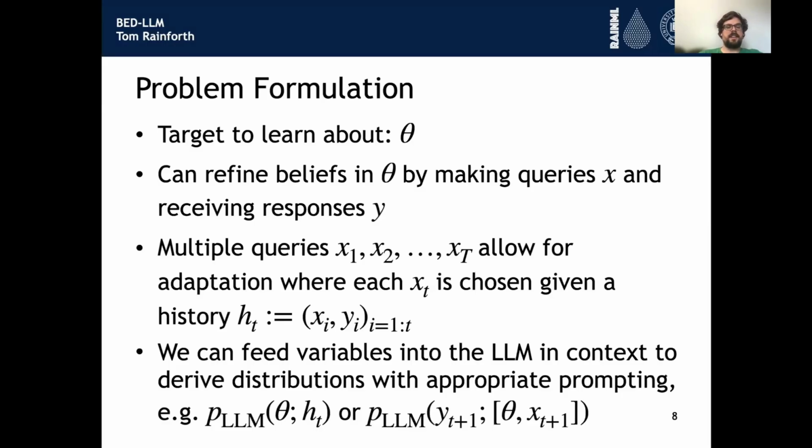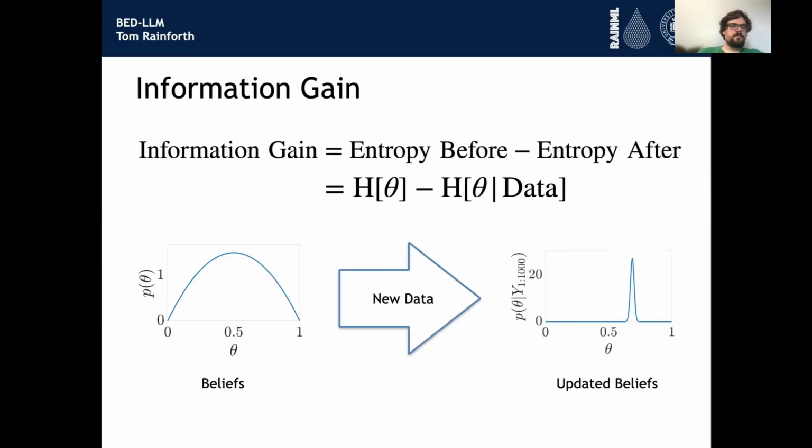I could also ask it to reason about responses, and then I would get a distribution over responses given, say, theta and xt plus 1 in the context instead. There's a bit of hidden prompting going on in there, but the general idea is that we appropriately set the LLM up. It's then able to induce a distribution over anything we ask, and we're going to utilize those distributions in our experimental design framework.